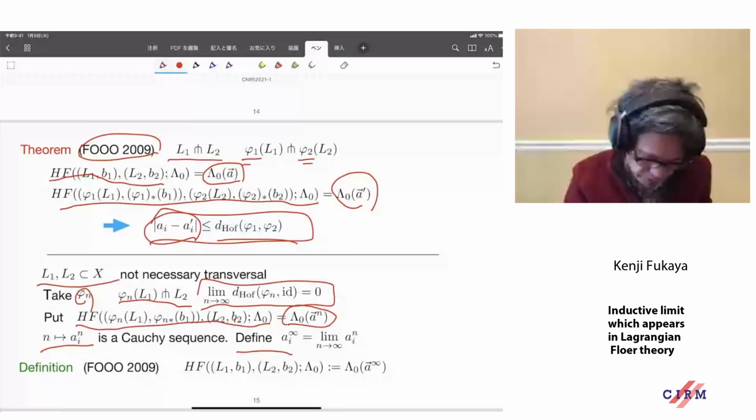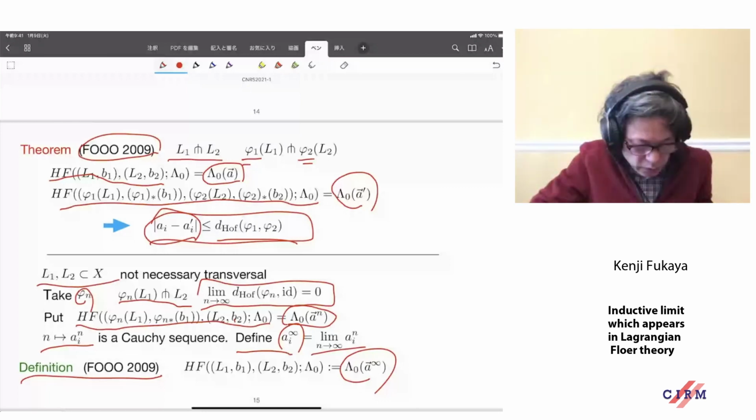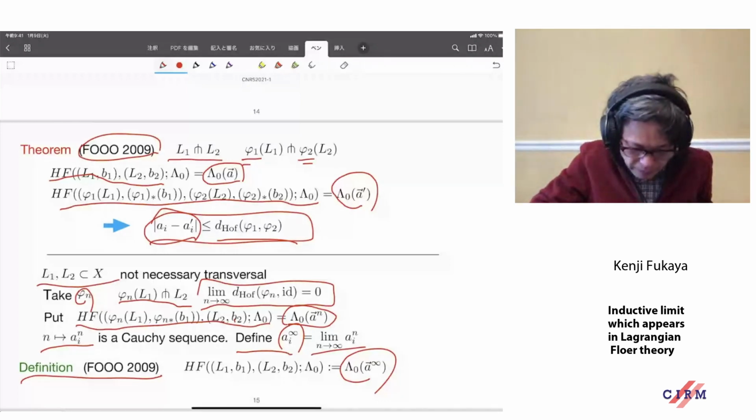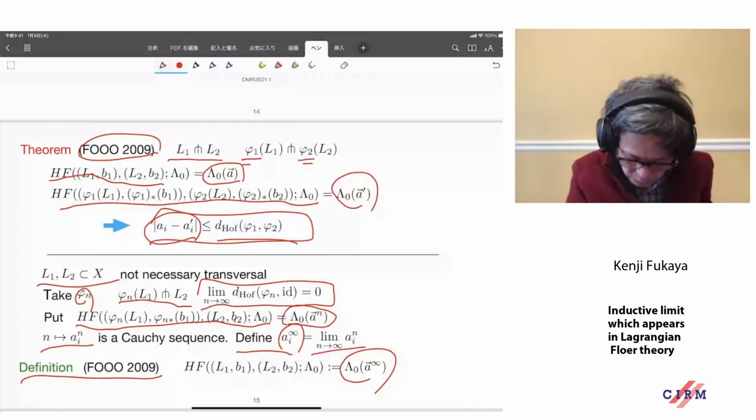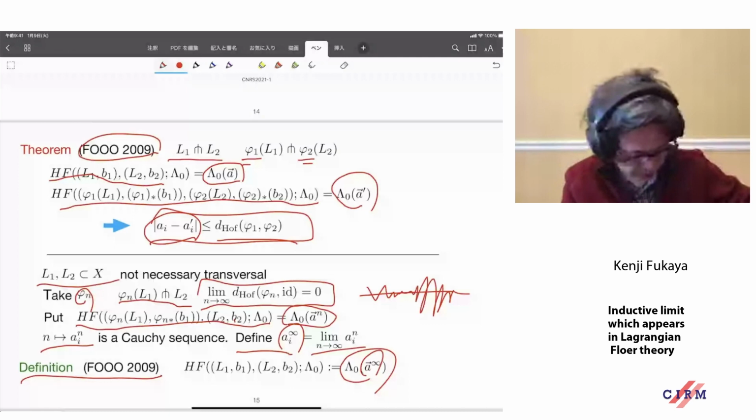This is a_i infinity, and our definition of Floer homology in the non-transversal case is just to take this Lambda 0 infinity. And I remind you that for n finite, this is 0 except for finitely many i. But if you go to the limit, you have this. This is not finitely generated. This means that you have infinitely many i at infinity. It's something like this.